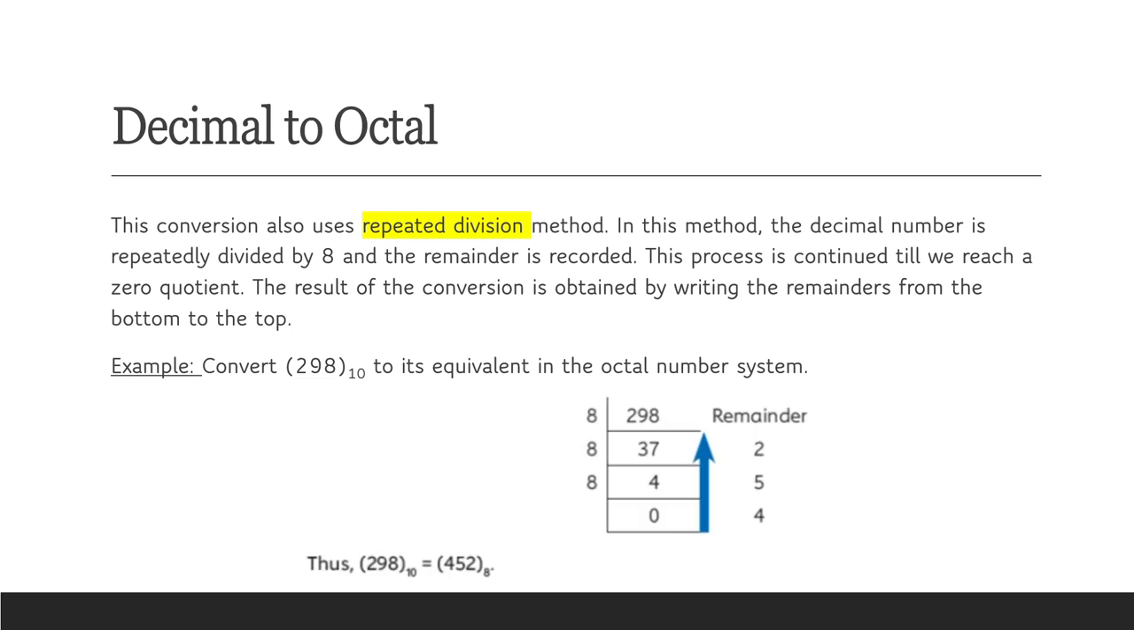First, we will divide 298 with 8. We will get the quotient as 37 and the remainder as 2. Again, 37 should be divided by 8. We will get the quotient as 4 and the remainder as 5. Again, 4 should be divided by 8. Since 4 cannot be divided by 8, the quotient will be 0 and the remainder will be 4. So thus 298 with base 10 is equal to 452 in octal, that is base 8.